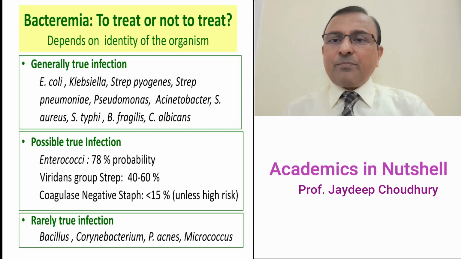If it's bacteremia, we have to determine whether we should treat or if we should not treat. That depends on the identity of the organism. Generally, organisms like E. coli, Klebsiella, Streptococcus pyogenes, pneumoniae, Pseudomonas and others are true infections. Whereas, if it's enterococci, there is 78% probability. For virulent strepto, it's about 40 to 60. For coagulase negative staph, it's still less unless there is high risk of true infection. And Bacillus group, Corynebacterium and few others are rarely true infections.